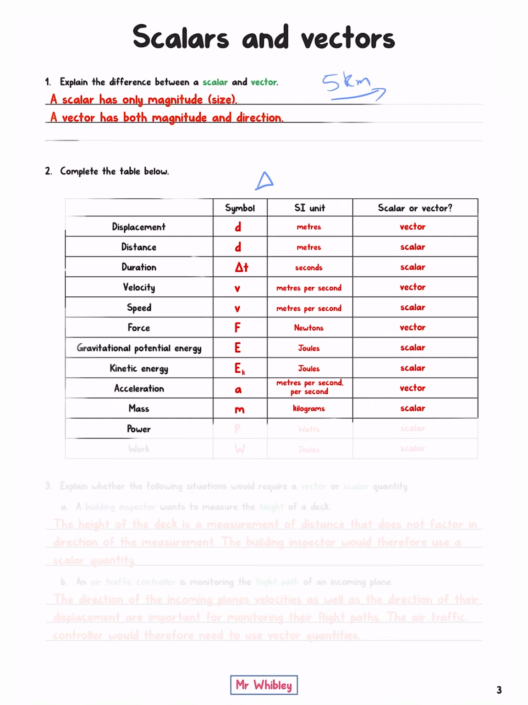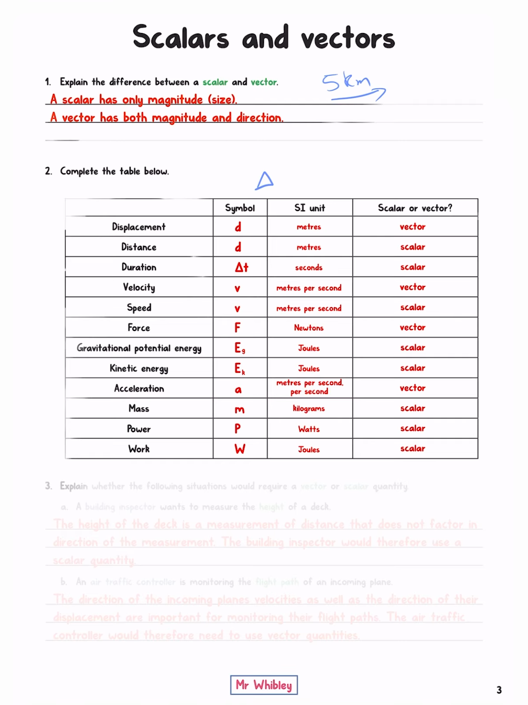Power is given the symbol capital P, its SI unit is a watt, or in other words a joule per second, and power, like energy, is a scalar. Work is just a term for the energy used. It's given the symbol capital W. It has the unit of joules because it's essentially energy, and being an energy, it is a scalar.